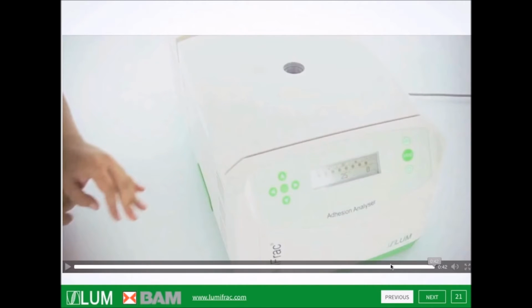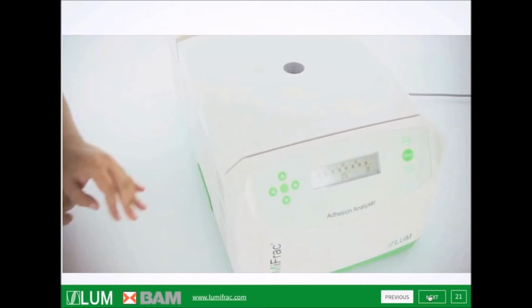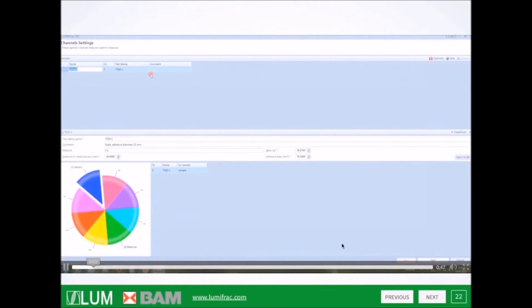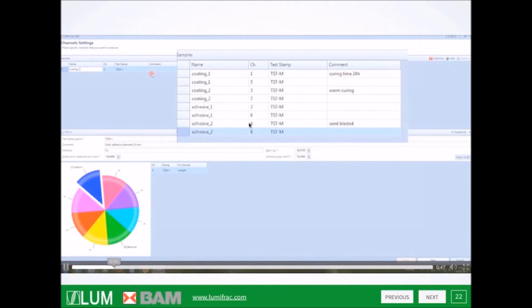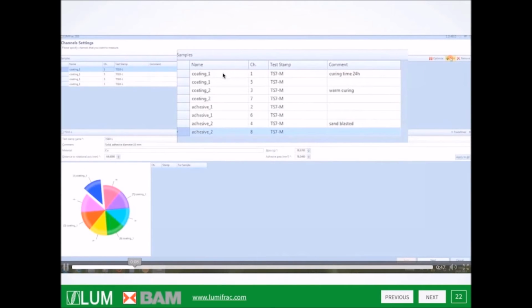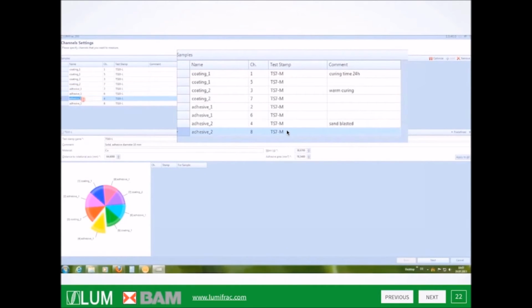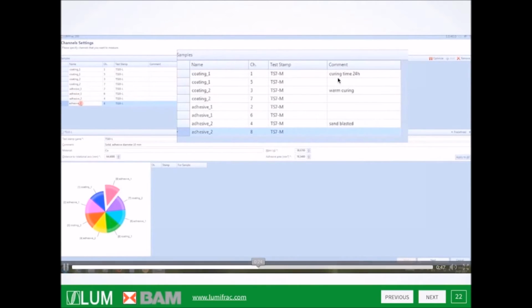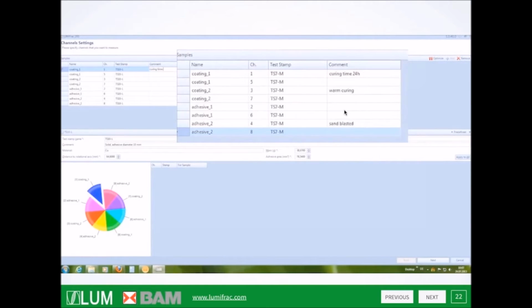Now we are going to tell the centrifuge, the analyzer, how it should run the experiment. This is done with a special software, CEPView. You can freely insert different names for your samples. This tells you of course in which channels they are introduced. You have the test stems. Here in this case we use the same test stem for all samples, but you can also use different ones. And here you can add some comments on how the sample was prepared or anything else that is important to analyze the data.